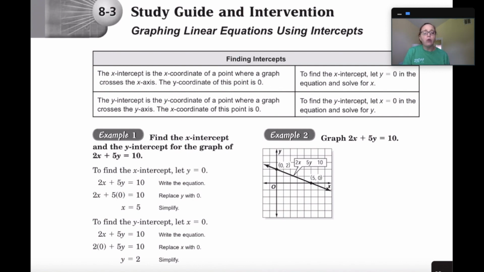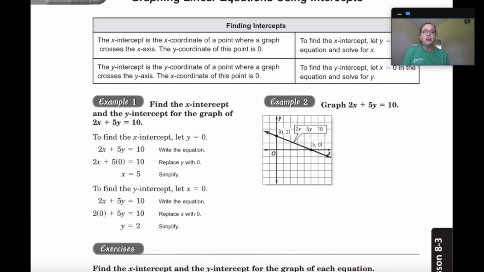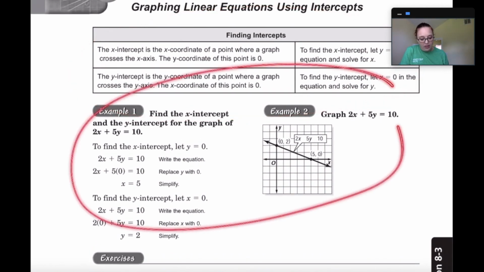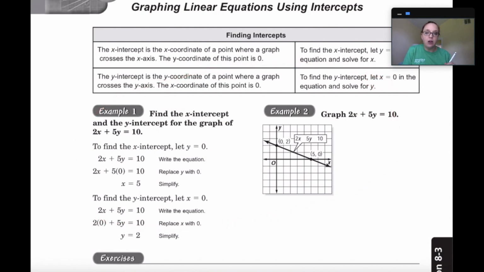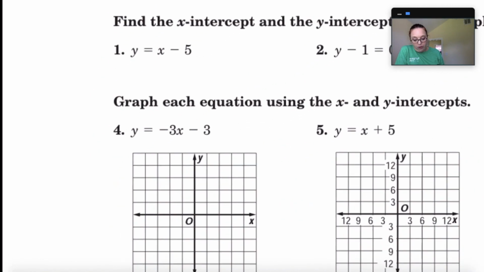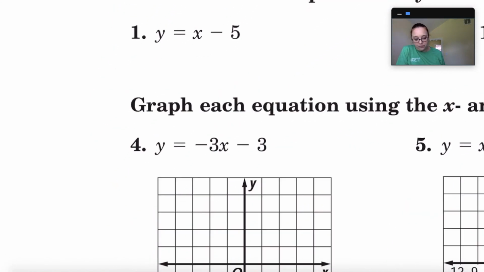Before I do that, though, take a minute, pause the video, and make sure that you read through the top section and these two examples, and then come back and we'll do some work. Okay, now that you've had an opportunity to read through the examples, now we'll do a few problems together. The first section says to find the x-intercept and the y-intercept for the graph of each equation. So I'm going to zoom in to number 1.